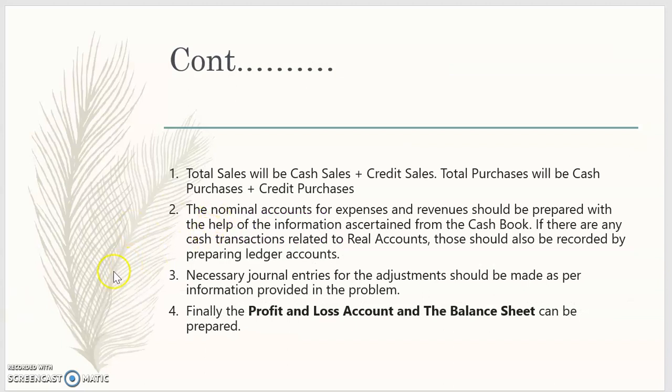So total sale will be cash sale plus credit sale. Total purchase will be cash purchase plus credit purchase. Nominal accounts for expenses and revenue should be prepared with the help of information given in the cash book, and the real accounts are recorded according to the ledger accounts. Then the necessary journal entries should be recorded and the final accounts, profit and loss account and balance sheet, prepared after the calculation.